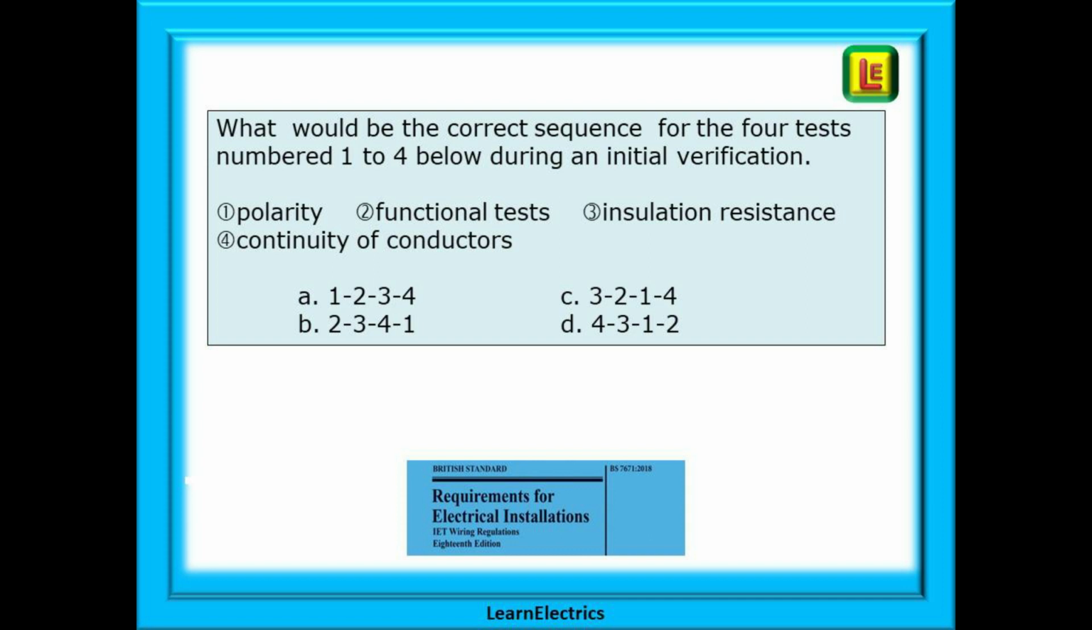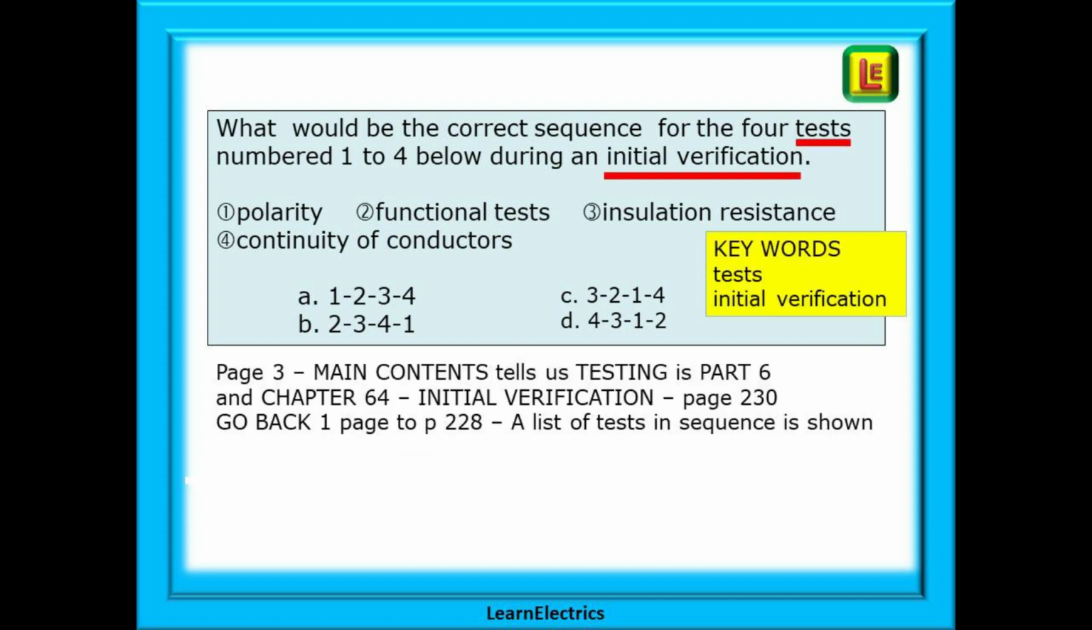We just need to put them into the correct order according to the regulations book, and then find that order amongst the possible answers A, B, C or D. Page 3, the main contents page, tells us that testing is part 6, and it shows that chapter 64 is about initial verification, beginning on page 230. But me personally, I would go back one page to page 228, where a full list of tests in the correct sequence is shown. Try to remember this one.